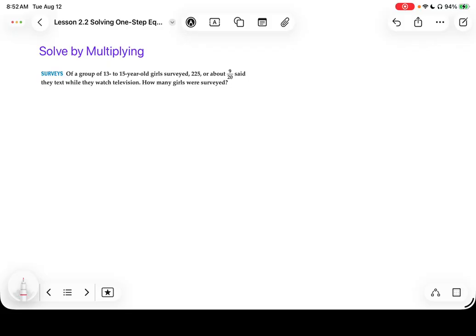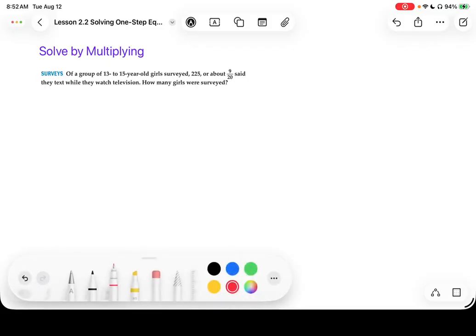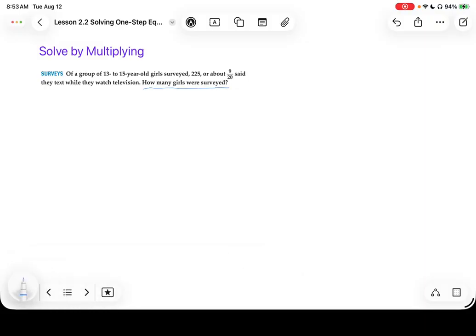So as usual, anytime we've got a word problem like this, the first thing we want to do is identify our variable. The variable in this case is how many girls were surveyed, and we know that's the variable because that's the question we're being asked. So number of girls surveyed is the variable. Why don't we use the letter G for that variable, just because it'll remind us that it's G for girls. Okay, so G is going to be the number of girls surveyed.